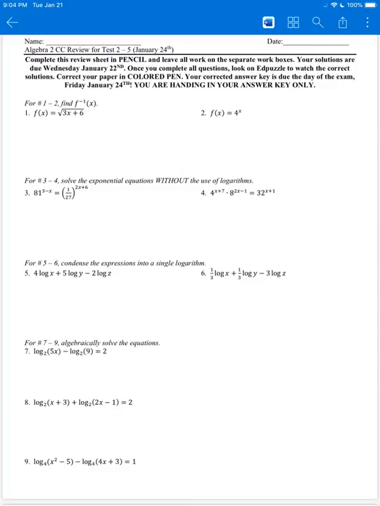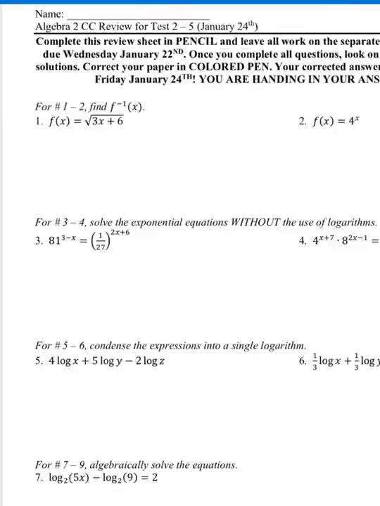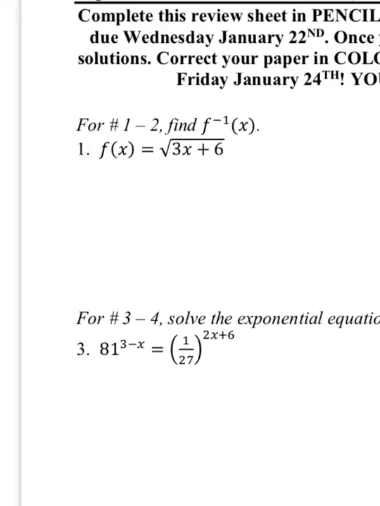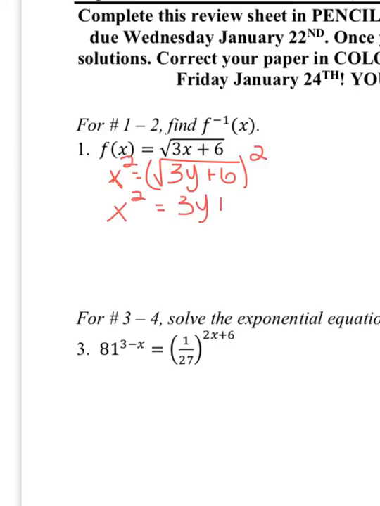So for numbers 1 and 2, it asked you to find the inverse of those functions. So your rules for inverse are to switch the x and y values. So now this is x equals the square root of 3y plus 6. And then to solve this, to get rid of a square root, you square both sides. So now it's x squared equals 3y plus 6. x squared minus 6 equals 3y, and then you divide by 3.